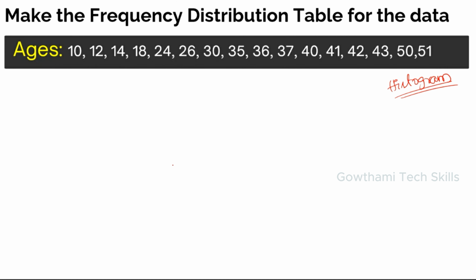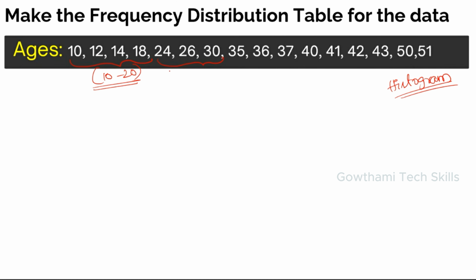So what I can do here is make some ranges with the help of this data. I can make 10 to 18 as one category, that means I can make 10 to 20, and see in this range how many values are present. I'm just making ranges because there are no repeated values here, so I will make ranges based on the given data.